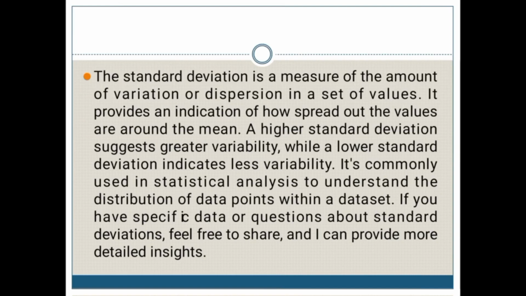The standard deviation is the measure of the amount of variation or dispersion in a set of values. It provides an indication of how spread out the values are around the mean. A higher standard deviation suggests greater variability, while a lower standard deviation indicates less variability. It's commonly used in statistical analysis to understand the distribution of data points within a data set.